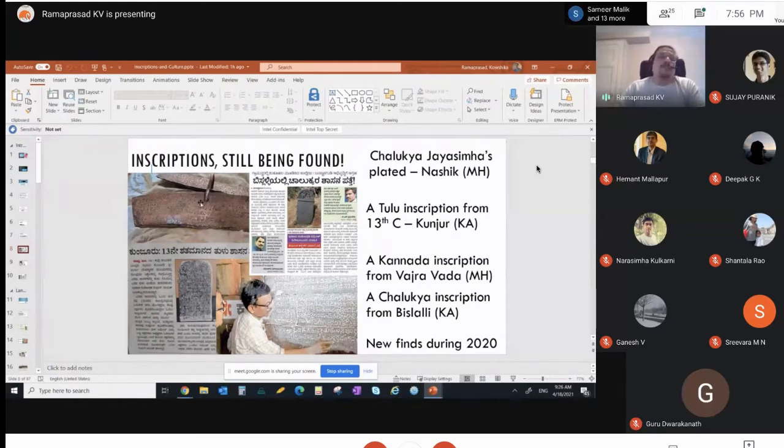So that way, you can actually tell what time it is from, what king it is from, or what part of the country it is from, all those things. There's a Tulu inscription that was found last year from the 13th century.